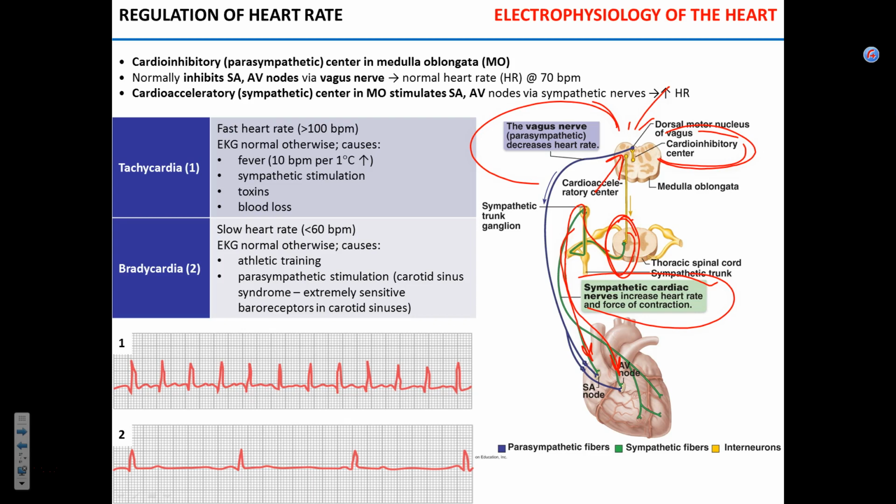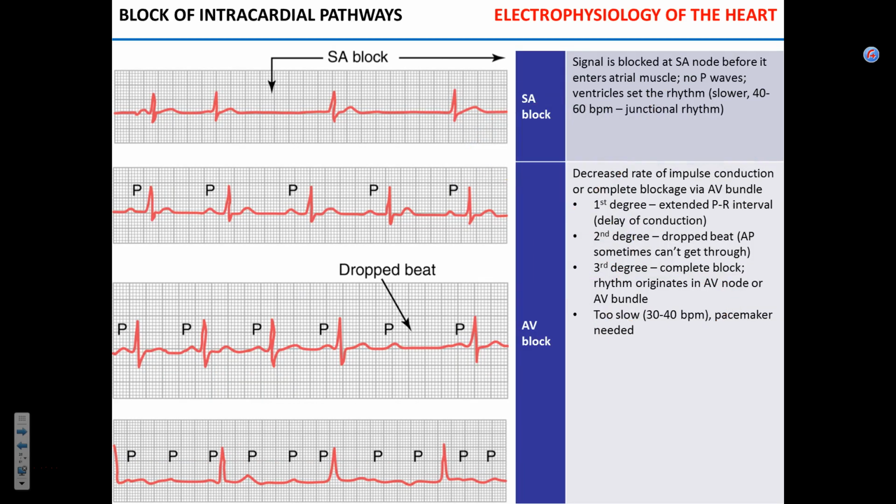Bradycardia may be a result of intensive athletic training. I mean, it's not bradycardia for you. For other people, if you have a heart rate of 45 at rest, that's pretty unusual. We're good? Now, what are the main abnormalities associated with conduction system? The first one is SA block.